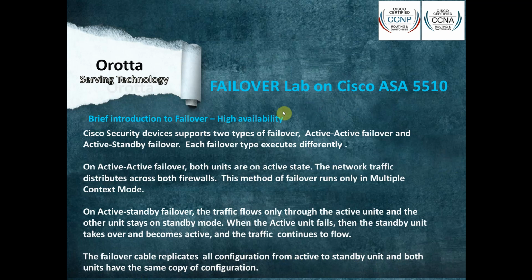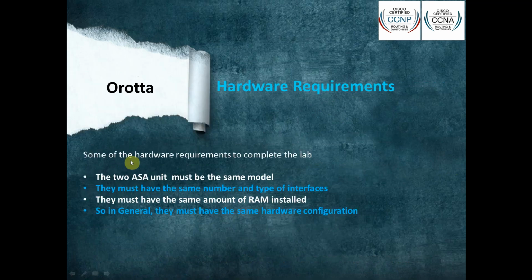There are hardware requirements for this lab. Some of the hardware requirements to complete the lab: the two ASA units must be the same model. They must have the same number and type of interfaces. They must have the same amount of RAM or memory installed. So, in general, they must have the same hardware configuration. Even though I just listed a few hardware requirements, there are more.